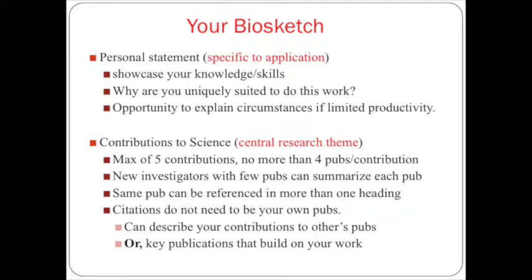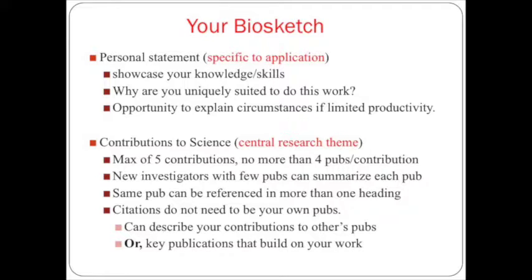The same publication can be referenced in more than one heading. I think there was a question about that today. My view is that a publication can address more than one contribution to science that you've made. And if it does, do it. Put it in there. Especially if you don't have a lot of publications, but one of them covers two main areas that you're citing as a contribution, then you do that. Don't be shy about that.